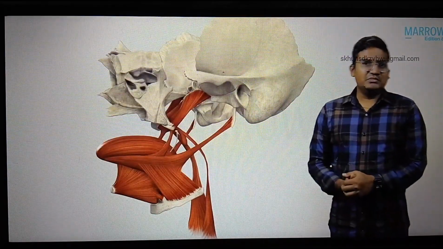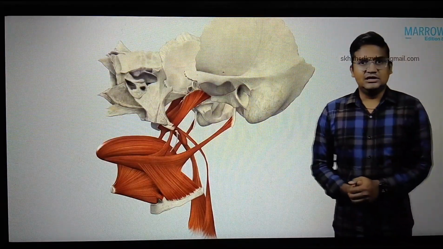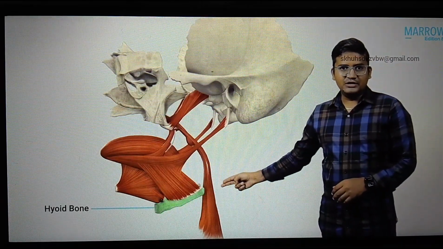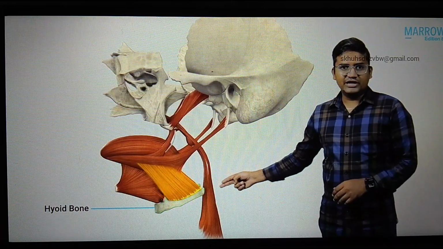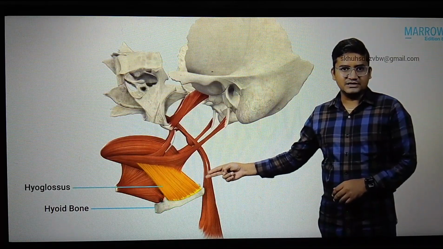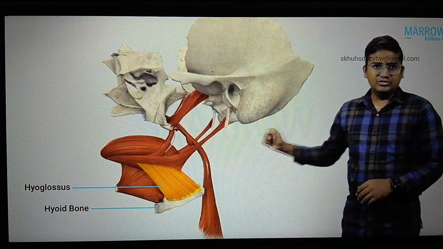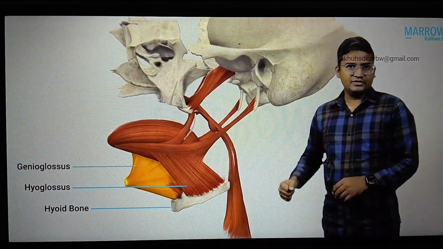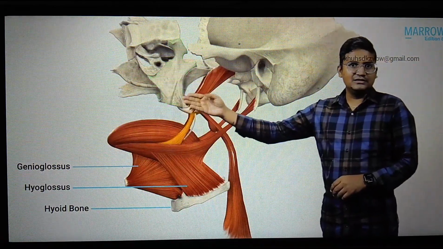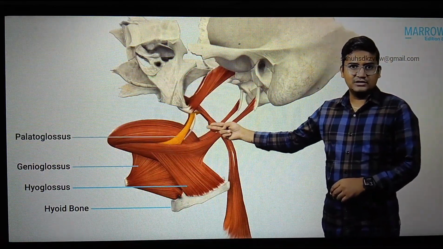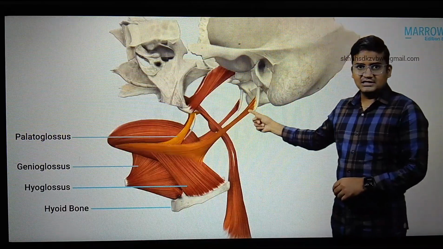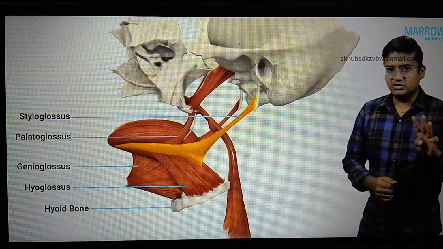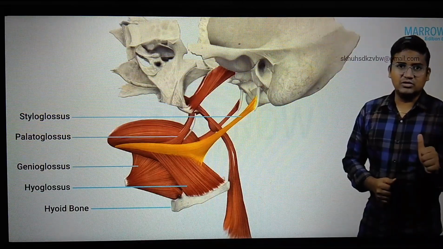Now we're going to see the muscles of the tongue and palate. Now these are the bony prominences. This is our hyoid bone. From the hyoid bone to the tongue, this is our hyoglossus muscle. Next, mandible to the tongue, that is our genioglossus muscle. From the palate to the tongue, that is our palatoglossus muscle. And from the styloid process to the tongue, that is the styloglossus muscle. These are the four muscles we have: genioglossus, palatoglossus, styloglossus, and hyoglossus.